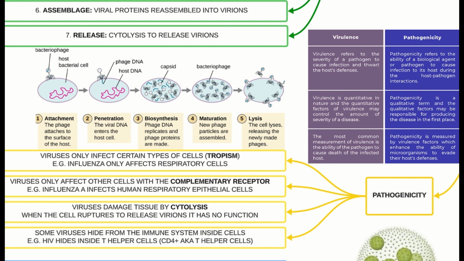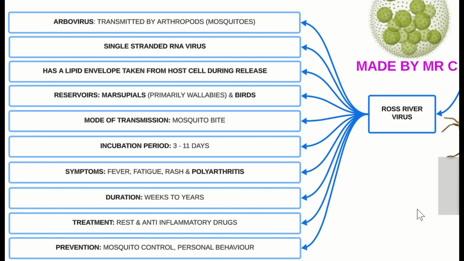As mentioned earlier, viruses cause damage by cytolysis. This is when the cell ruptures to release the baby virions, and therefore the cell no longer has a function. Some viruses hide from the immune system inside the cells. For example, HIV hides inside T helper cells, otherwise known as CD4 plus cells. A very similar term to pathogenicity is virulence, except virulence is the extreme of pathogenicity. Whilst pathogenicity is measured in the amount of damage, virulence is measured in the amount of deaths caused by the pathogen.